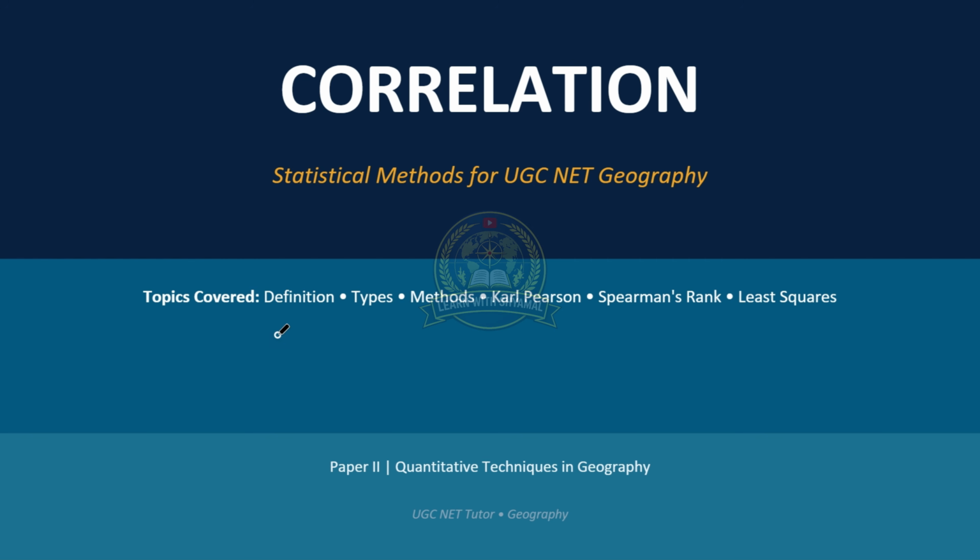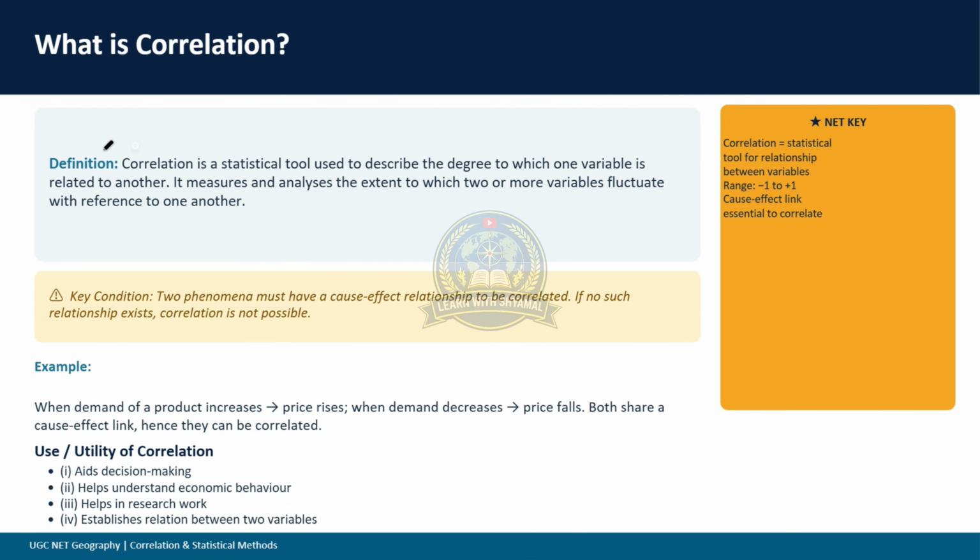Let's start the class. First of all, what is correlation? Correlation is a statistical tool used to describe the degree to which one variable is related to another. It measures and analyzes the extent to which two or more variables fluctuate with reference to one another. Key condition: two phenomena must have a cause-effect relationship to be correlated. If no such relationship exists, correlation is not possible.